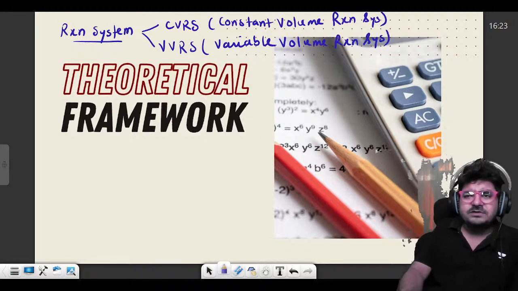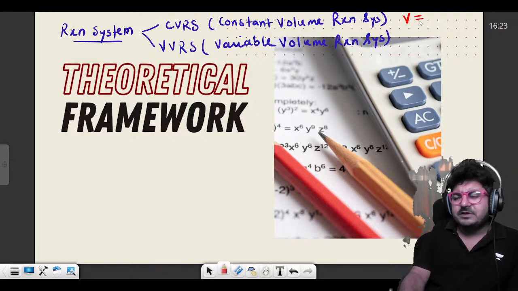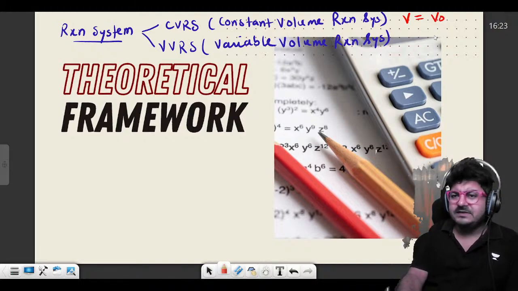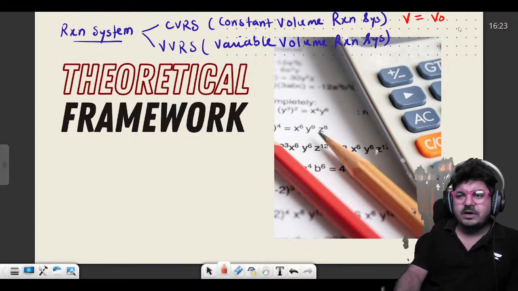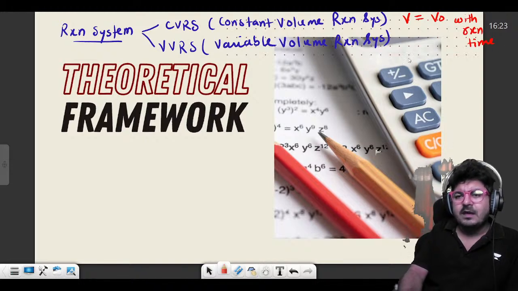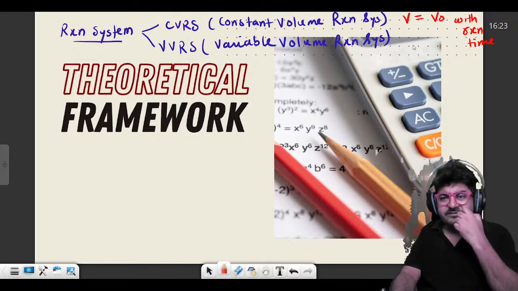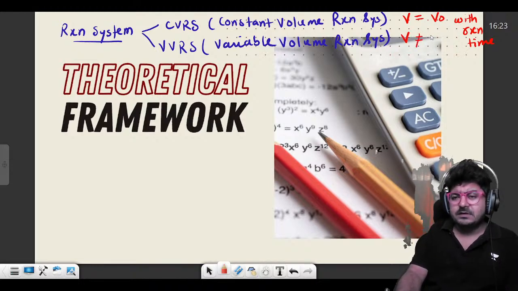As you guys know, constant volume reaction systems are those where the volume of the reaction mixture at any time t will be same as its initial volume, means remains constant during the reaction progression. Okay, or you can say with the reaction time. And variable volume reaction system is the one where volume of reaction mixture at any time t changes or will not be same as its initial volume.